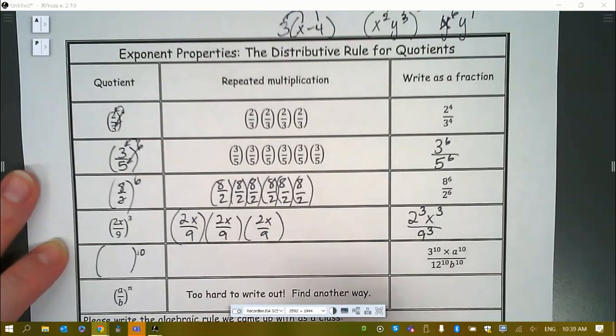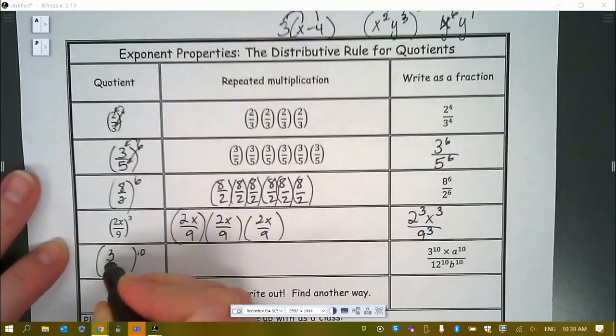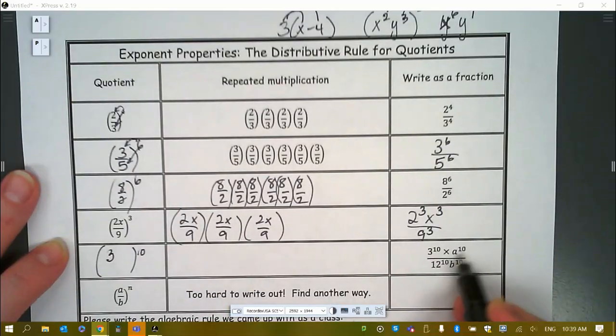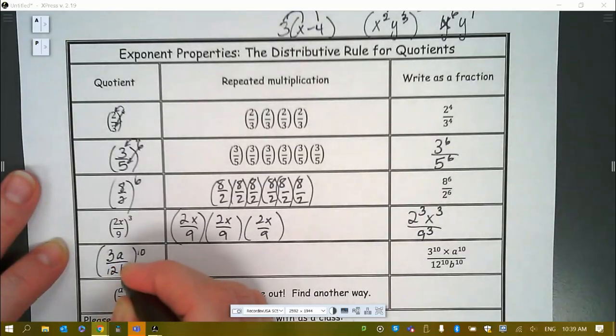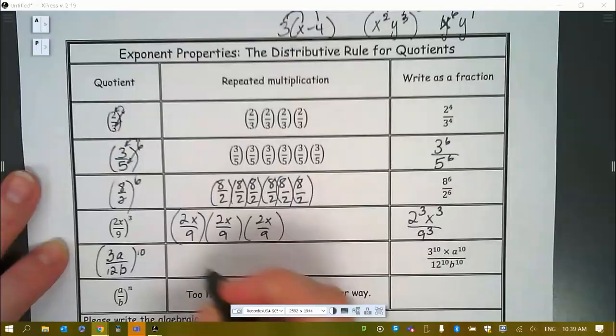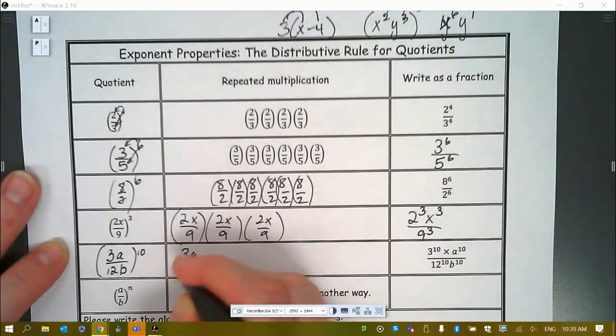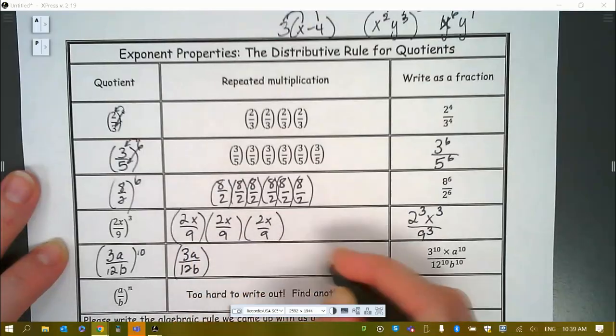So what was the things inside the parentheses? Well, I had 3, right? Because 3 got a 10, A got a 10, 12 got a 10, and B got a 10. So 12B, right? So essentially, this was 3A over 12B written 10 times.